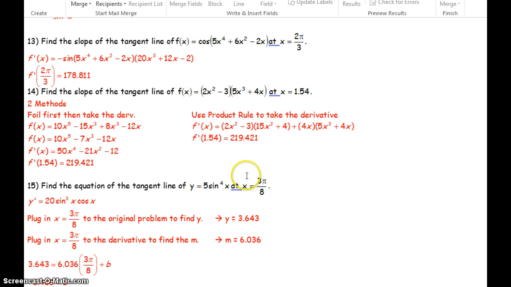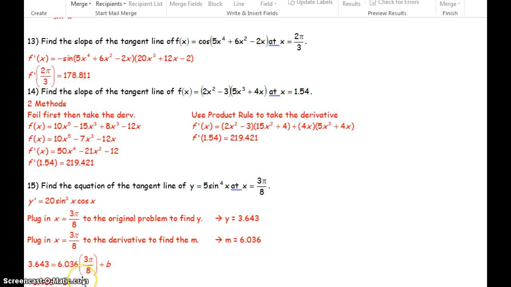We need to find our slope, that's our m. So we need our derivative here. So when you find your derivative, the 4 comes out, that's the 20, sine to the 3rd of x. Then the derivative of the sine, which is cosine. Again, exponent, then the trig function, then the inside. The inside is just going to give you a 1, so we don't really need that. So here's my derivative, or my equation for my slope. Take the 3 pi over 8, plug it into here, and you're going to end up with 6.036.